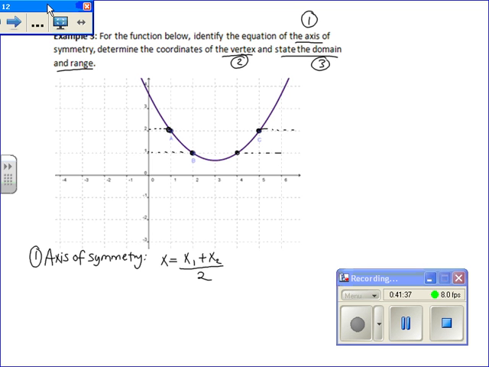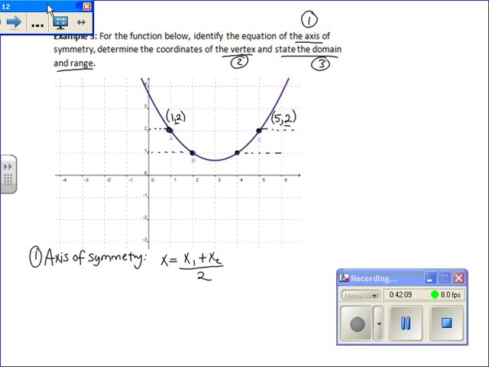Let's go ahead and pick these points. So this is the point (1, 2). And this point over here is the point 5 for x and 2 for y. So I see that they're at the same place on the y-axis, and so I'm going to take the average of the x values. So I know the axis of symmetry runs right in between 1 and 5.